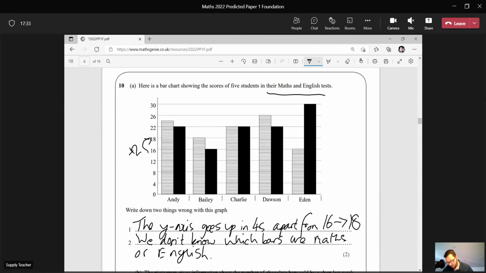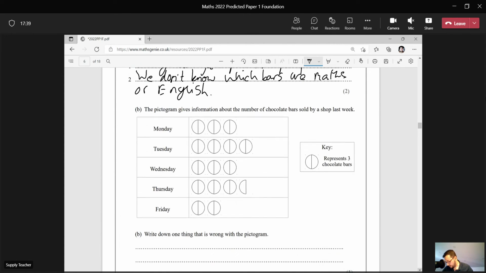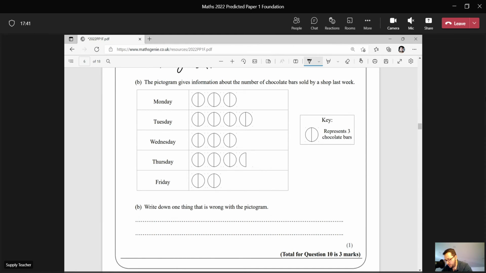Okay. Right then, part B, we've got a pictogram. The pictogram gives us information about the number of chocolate bars sold by a shop last week. Alright, so we've got a little key here. It says that 1 whole circle represents 3 chocolate bars. Okay, but then we want to write down one thing that's wrong with this, and actually, it's going to be this half bit here because that's going to be 1.5 chocolate bars, which doesn't really make any sense.